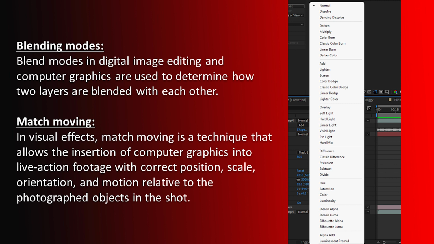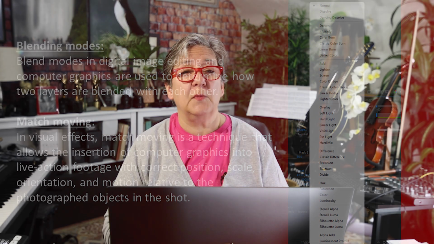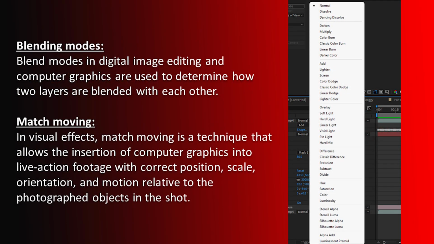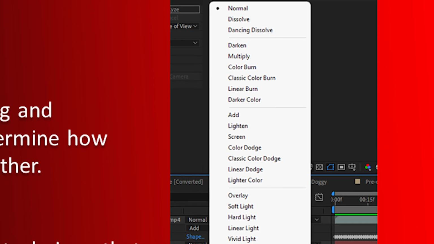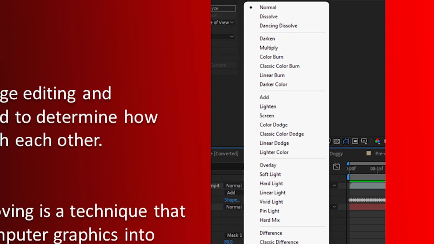Blending modes. Blending modes in a digital image are used to determine how two layers blend or interact with each other. So in some blending modes, some colors change, some pixels are made transparent. So it depends on the blending mode. I'm not suggesting that you learn what each and every blending mode does, but do go through the groups. See how they are separated here by lines: darken, add. So they are like sections, right? So learn what each section does.